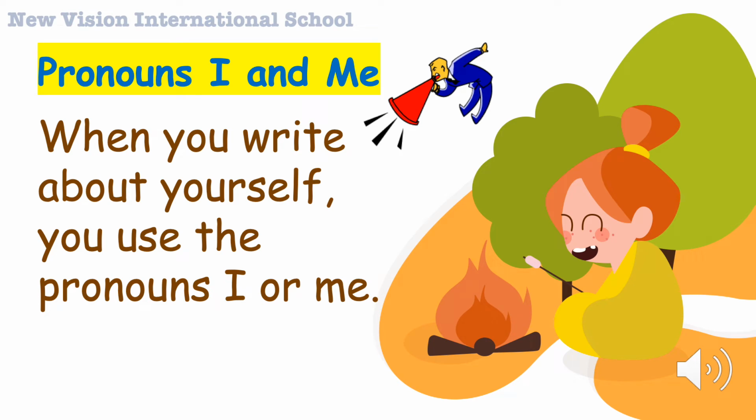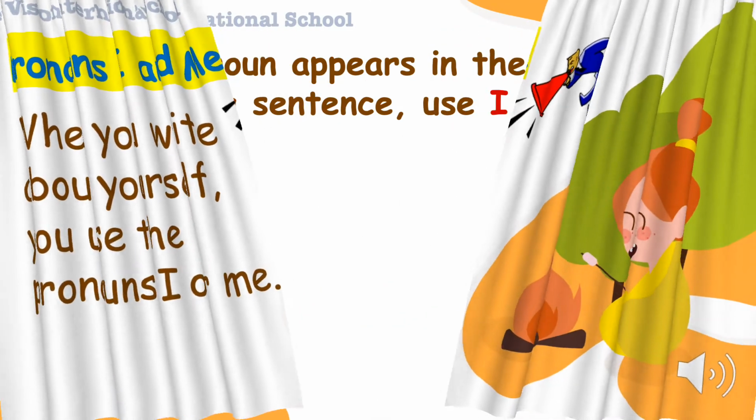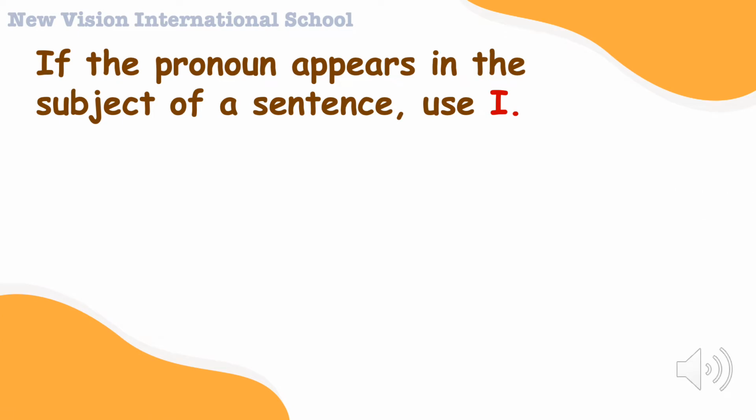Do you still remember when to use the pronouns I and me? Well, you better listen. When you write about yourself or you talk about yourself, you use the pronouns I and me. If the pronoun appears in the subject or a naming part of the sentence, we use I. Take a look at this example.